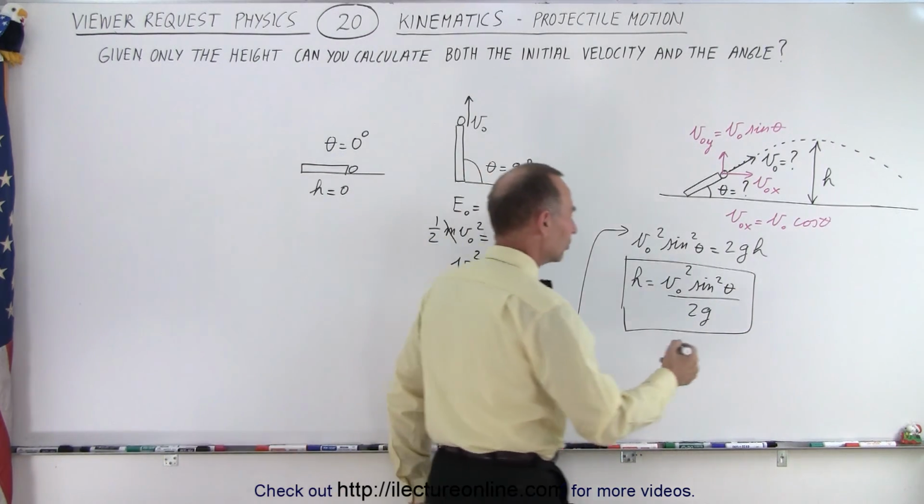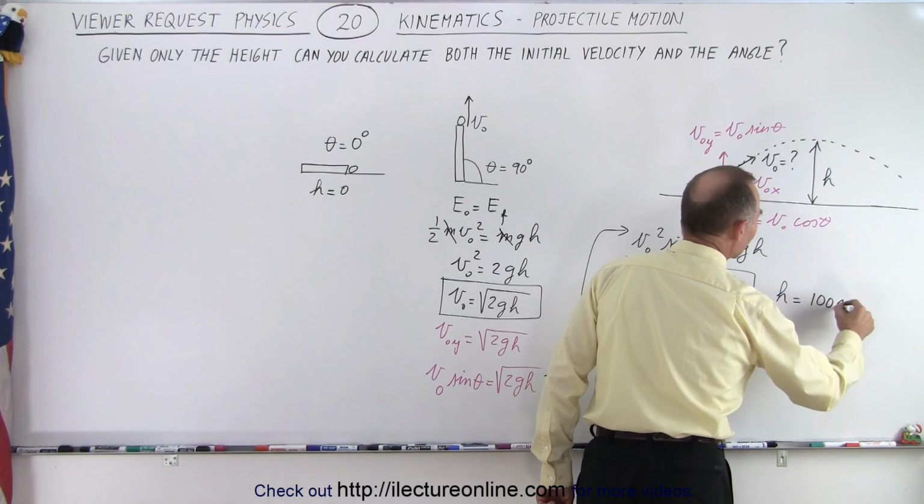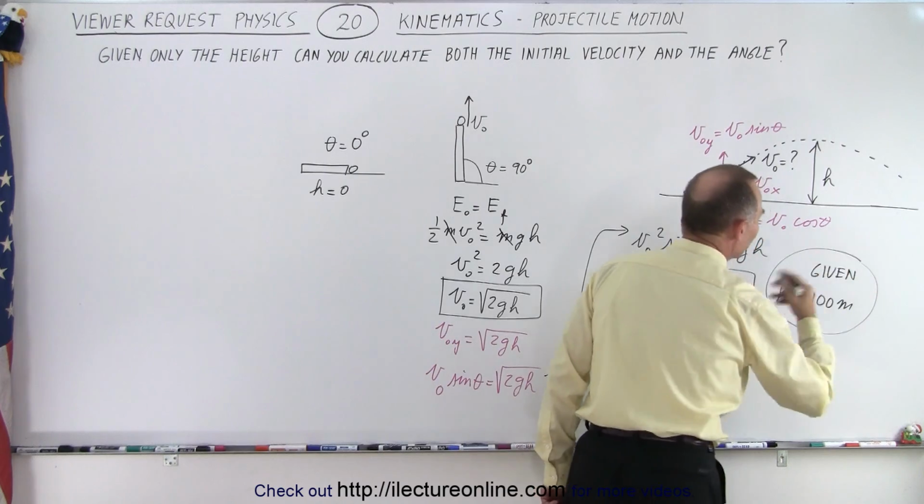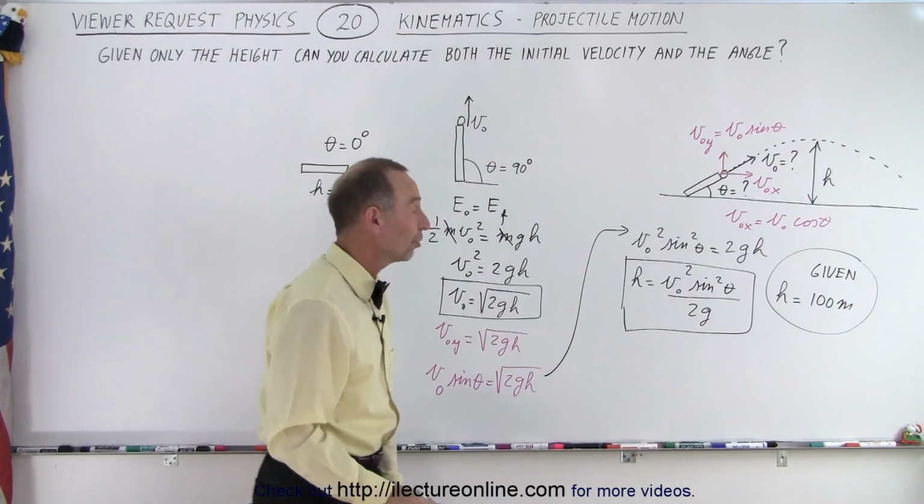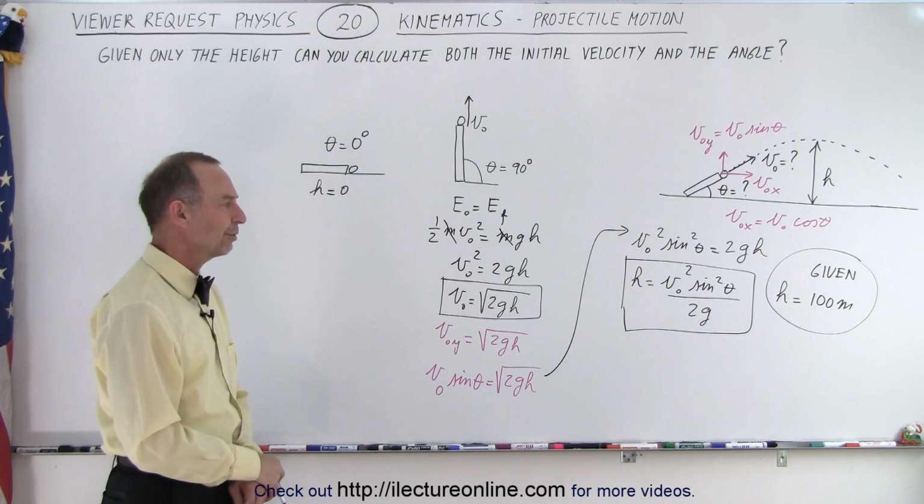All right, so let's now do some hypothetical things. Let's say that h is equal to 100 meters. So that's a given. Let's say the problem reads as follows. The height is equal to 100 meters. What was the initial velocity and what was the angle at which the object was fired?